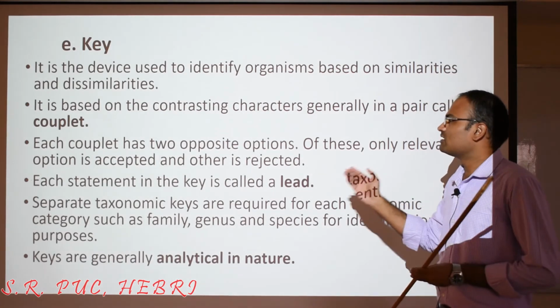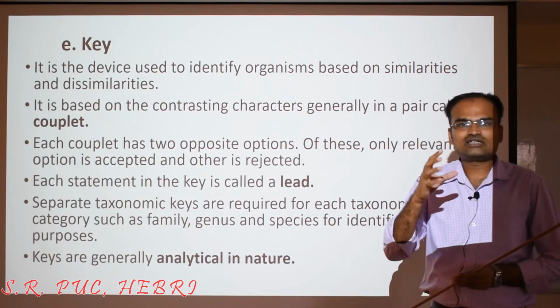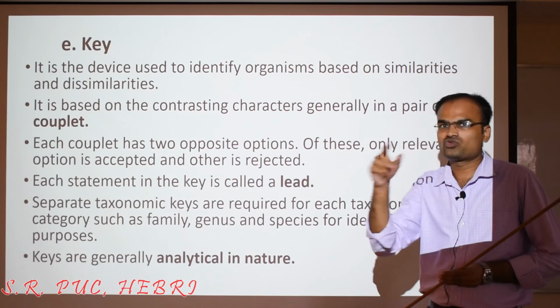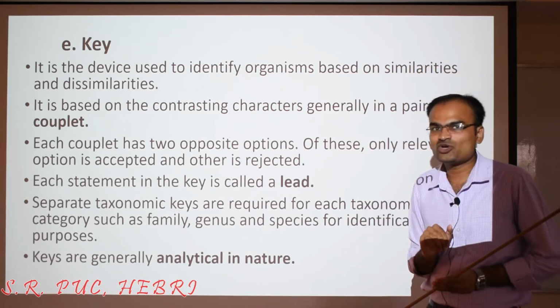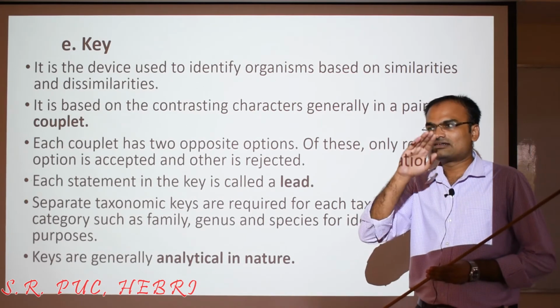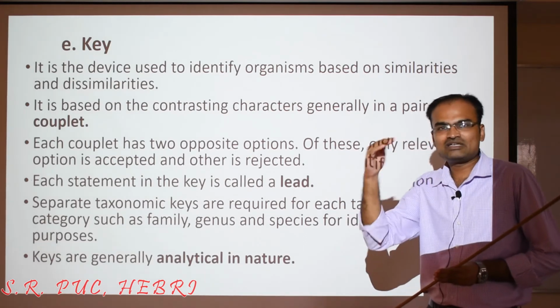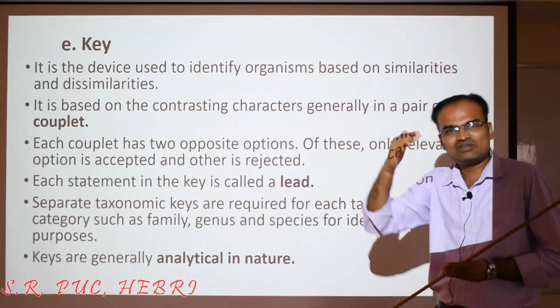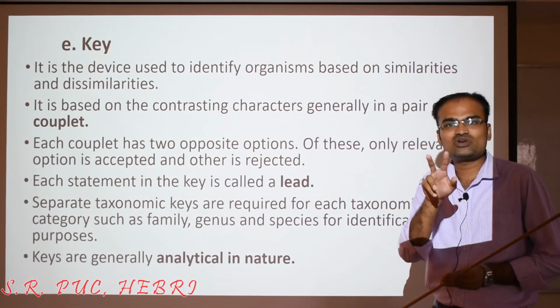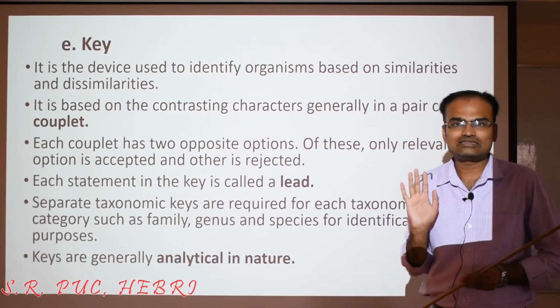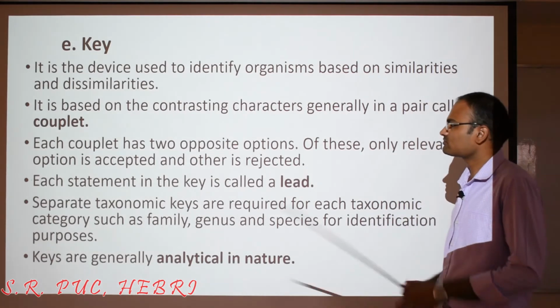Understood? Another example is the position of the mouth in fishes. How is it contrasting? The mouth may be terminal or the mouth may be ventral. Terminal means at the tip of the nose, ventral means on the lower surface. So these two are the contrasting characters. Two faces of a character are called contrasting characters.